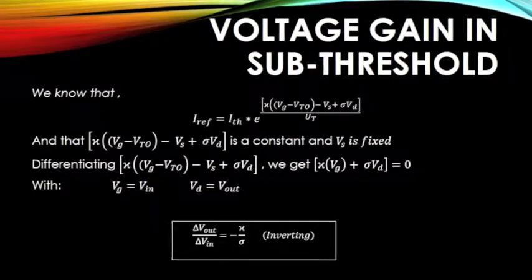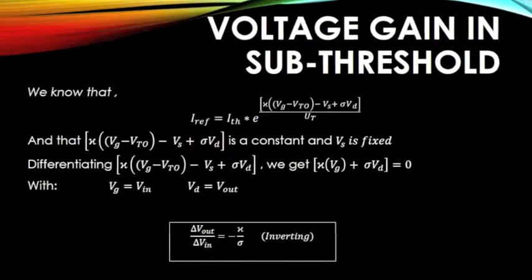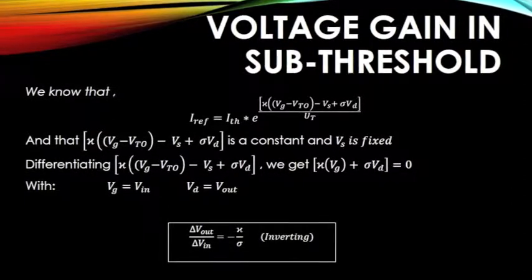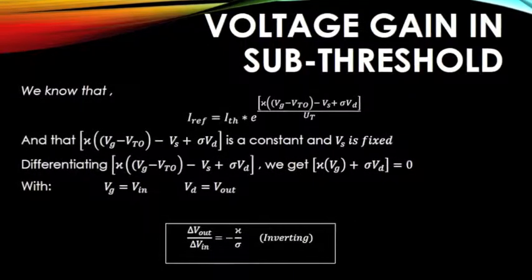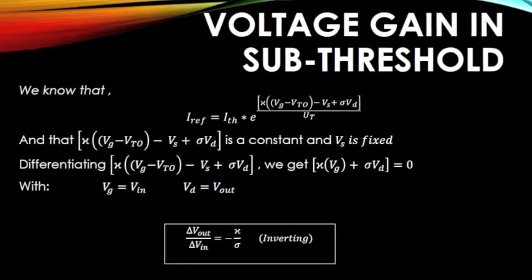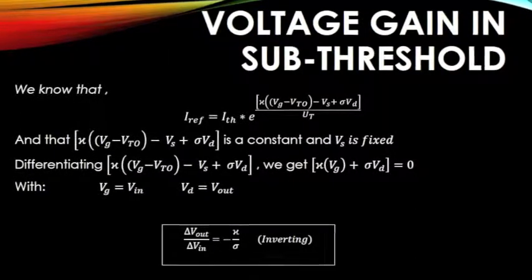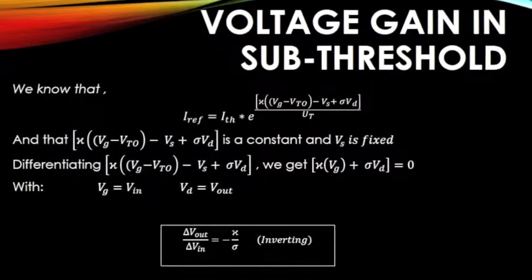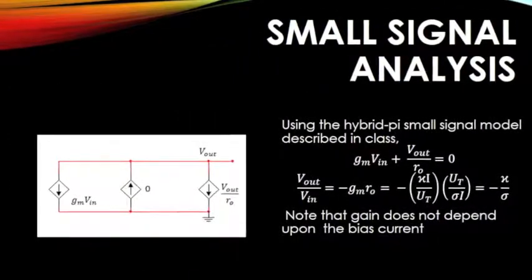The first task is to find the voltage gain. We have an equation for the reference current. We know Iref, I threshold, Vs, and Ut are all constant. Differentiating and substituting Vg equals Vin and Vd equals Vout, we obtain the gain of negative kappa over sigma. The small signal analysis produces the same result.